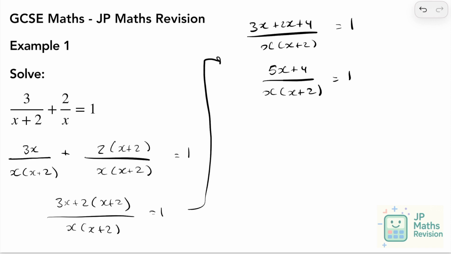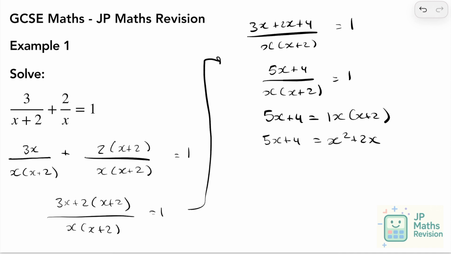So the fraction's a little bit awkward, so to get rid of the fraction, I'm going to multiply both sides by x bracket x plus 2. So if I do that, I end up with 5x plus 4 equals 1 times x bracket x plus 2. So now I have 5x plus 4 equals x squared plus 2x. And now this is starting to resemble a quadratic equation.